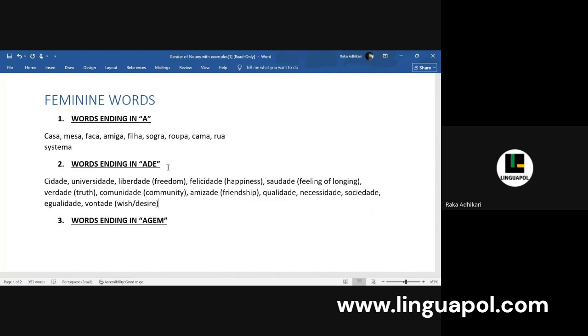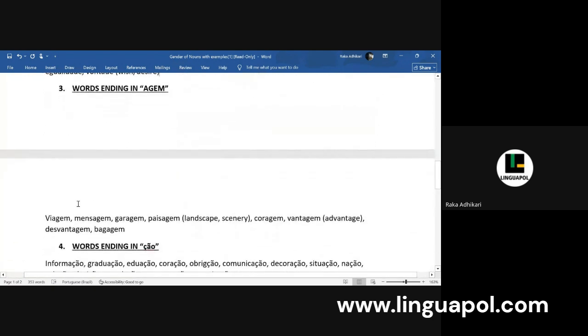Then words ending in agem. Viagem. Viagem means trip. So we have learned the word viajar. What is the meaning of viajar? To travel. So viajar is the verb to travel, and the noun, a trip or a tour, is called viagem. For example, a minha viagem para Brasil foi ótima. My tour to Brazil was awesome or great. So that is viagem. It's a noun. It means a trip.